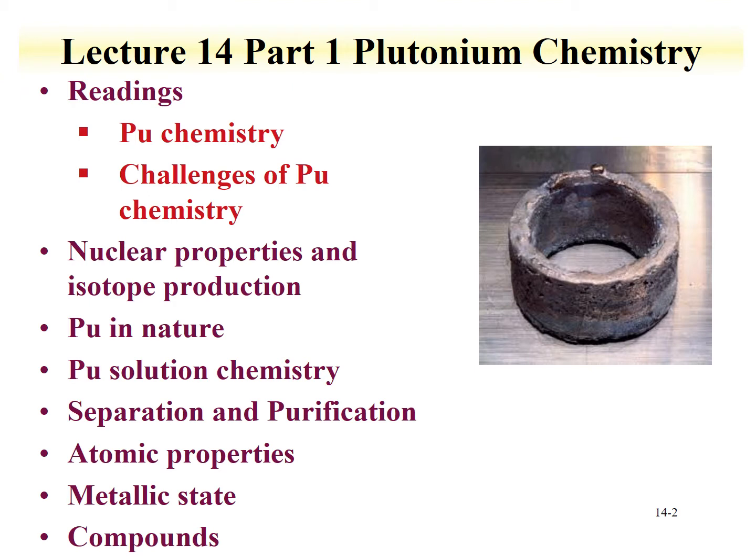These changes in oxidation states, the ability to manipulate oxidation states from the other actinides, was really exploited in achieving separation of this element from other actinides. And then we're going to end Part 1 talking about the atomic properties of plutonium.